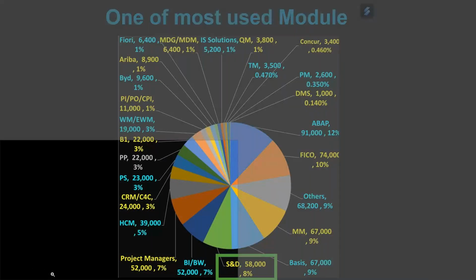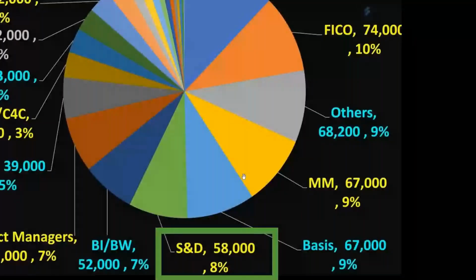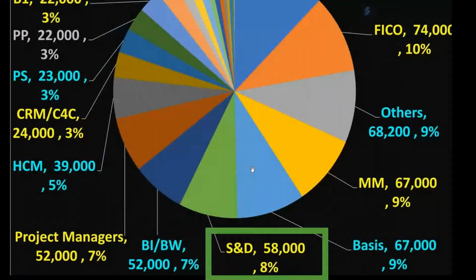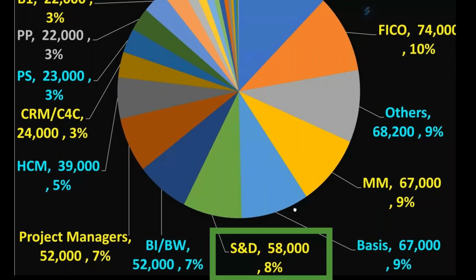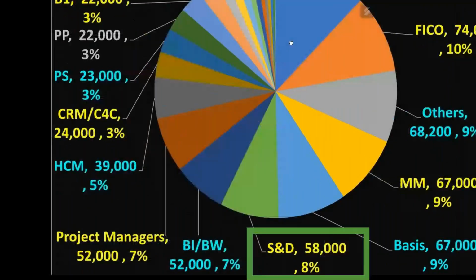This is a sample which I picked up from LinkedIn, and there are so many people. So I saw a post. There are so many people on LinkedIn who say they are SD consultants. There's so many people who say they are basis consultants. The percentage is the total percentage of people who call themselves SAP consultants.